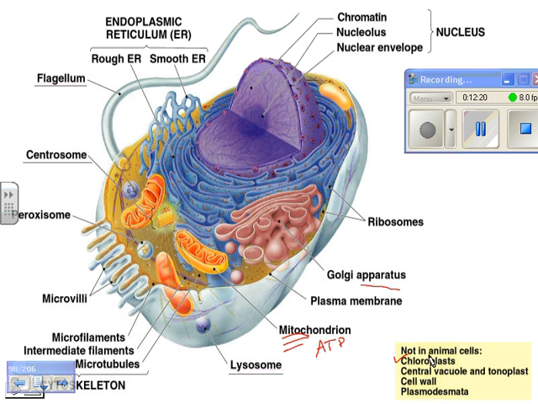And then another thing that are not in animal cells are amyloplasts and chromoplasts. So anytime you see plast, that's something that you're going to find in plants.